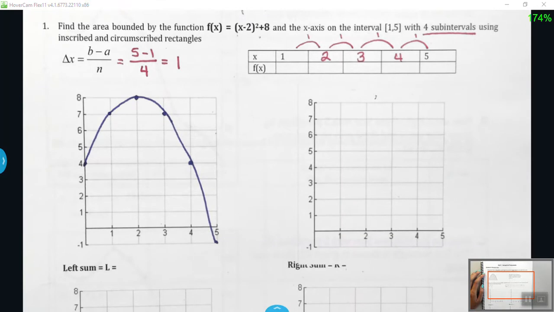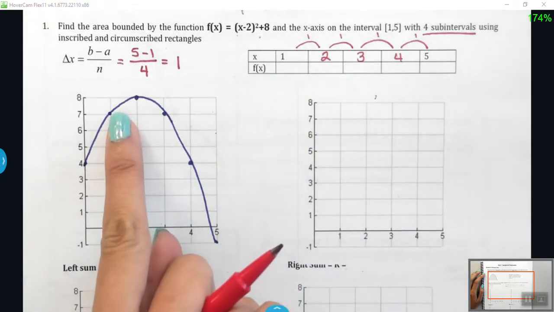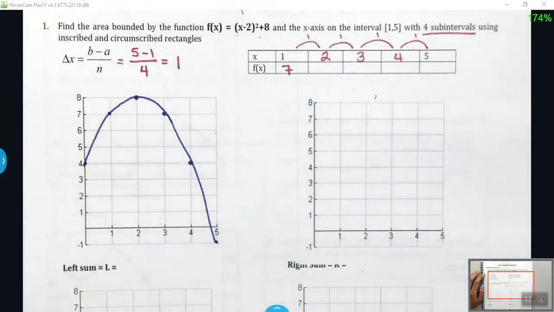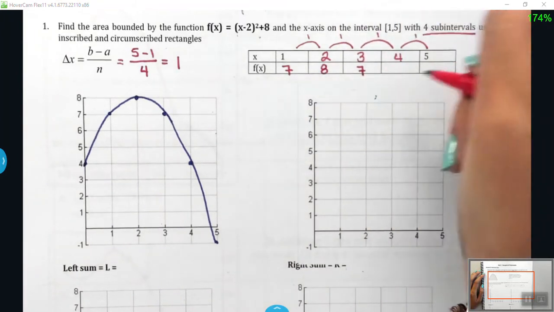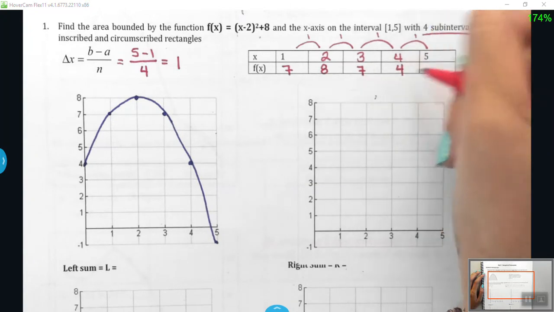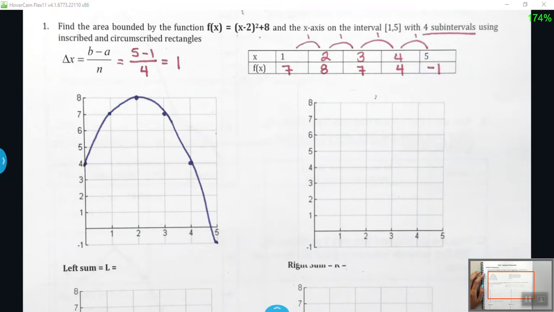Now we figure out our y values by plugging 1 into the original, but I also have it graphed. 1 has a y value of 7, 2 has a y value of 8, 3 has a y value of 7, 4 has a y value of 4, and 5 has a y value of negative 1. Okay? All right, our chart is done.